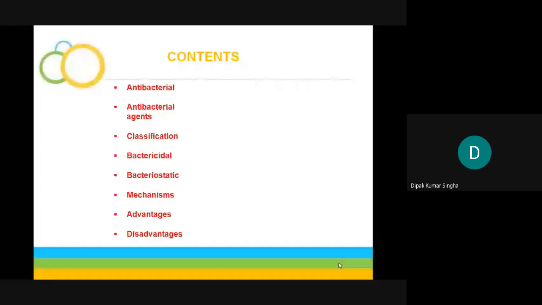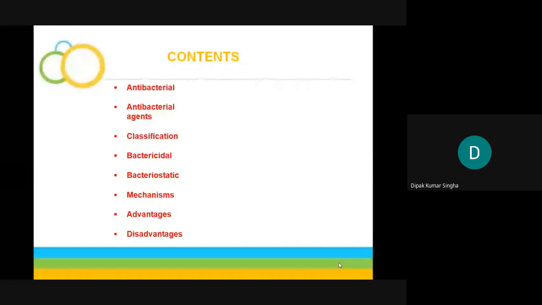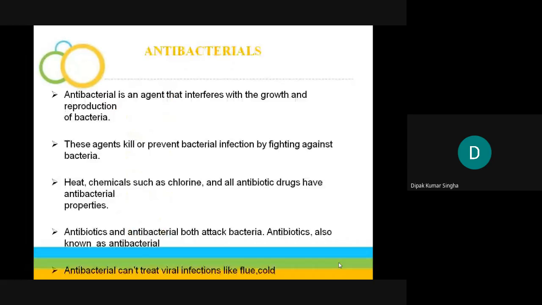Antibacterial means which fights against bacteria; antibacterial agents are those chemical compounds which are effective against bacteria. What is the classification of antibacterial agents, bactericidal and bacteriostatic, and what is the basic mechanism of each? Bacteriostatic agents act by this mechanism and bactericidal by that mechanism, and what are the advantages and disadvantages of bactericidal and bacteriostatic agents? The reproduction of the bacteria, their growth will be arrested and their reproduction inhibited.